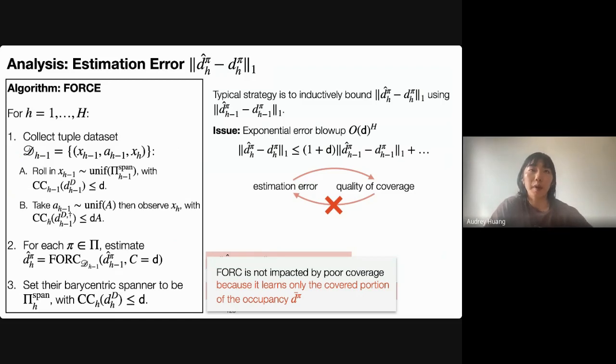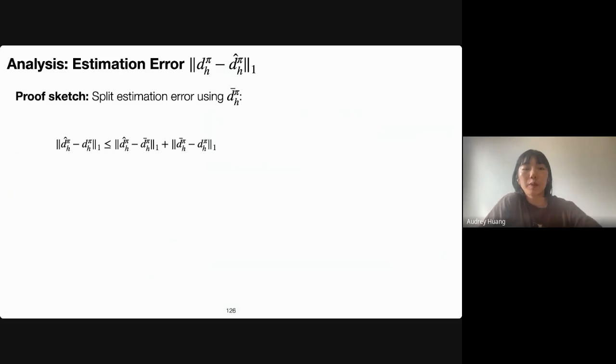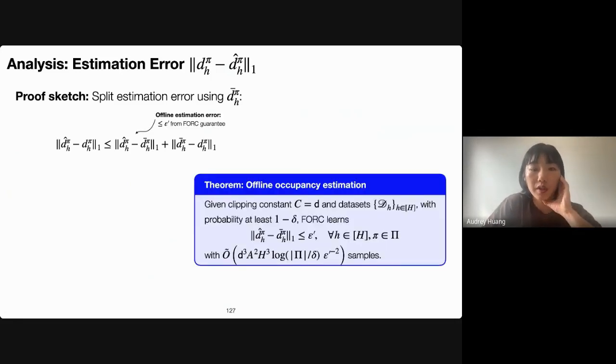Okay, so bringing this back to our original problem of bounding the estimation error between d hat h pi and d h pi. From this, we can see that FORK isn't impacted by poor coverage because it is only learning the covered portion, which is the recursively clipped occupancy d bar pi. And so in the proof, we will split the estimation error using d bar h pi into these two terms. The first is the offline estimation error between d hat h pi and d bar h pi that we have already bounded with the FORK guarantee.